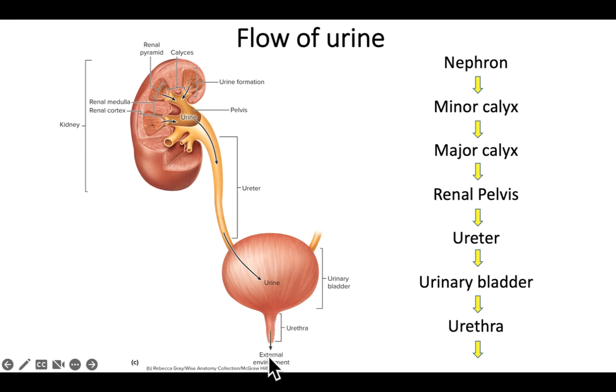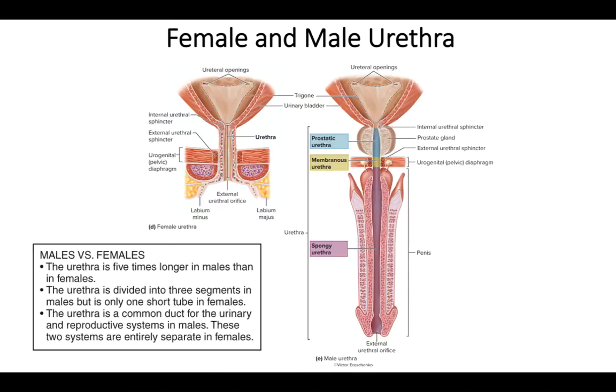And then here it says external environment. Hopefully that involves a toilet. But it could involve, I guess, a tree if someone goes and pees on a tree, or hopefully not their underwear. Okay, so that's the first video.